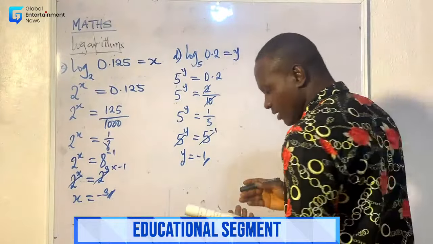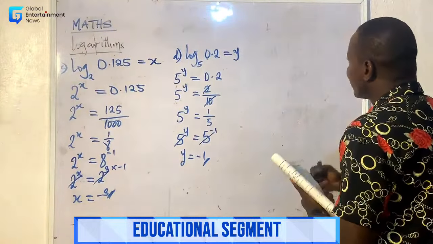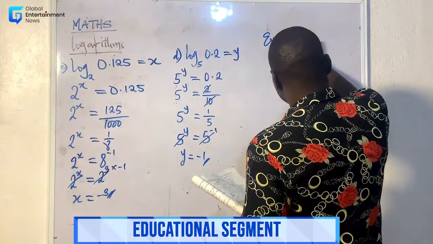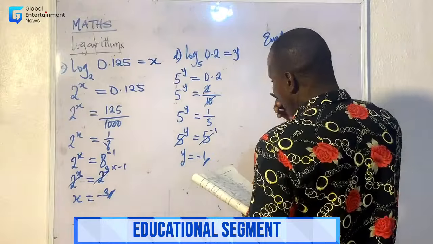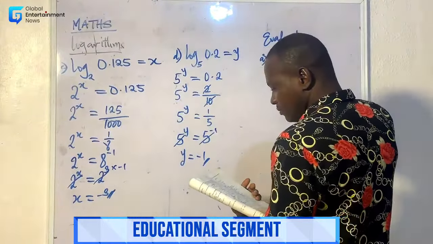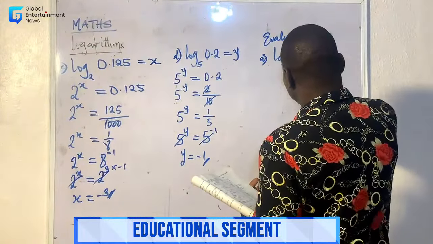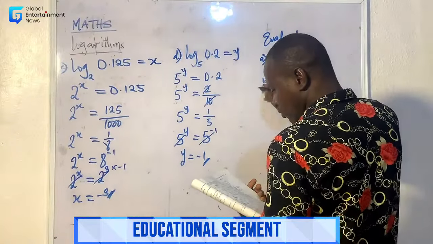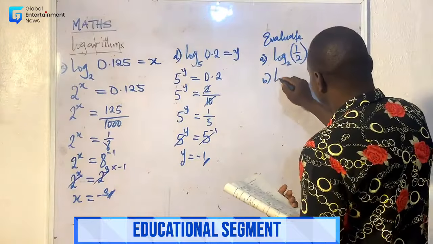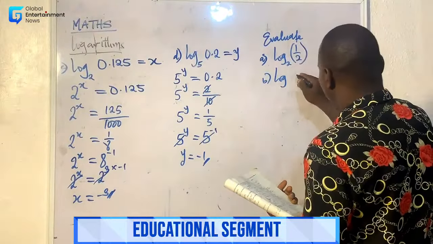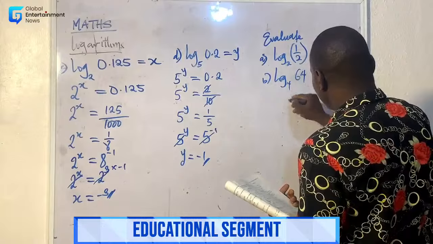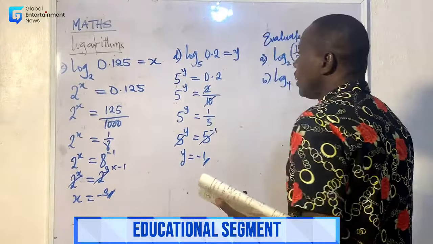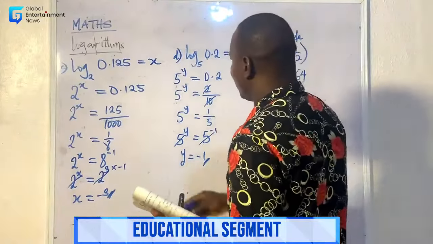Okay, because of time, I want you to do this one at home for me. Evaluate just 2 questions. We have log 1 all over 2 to base 2. And the second one, we have log 64 base 4.